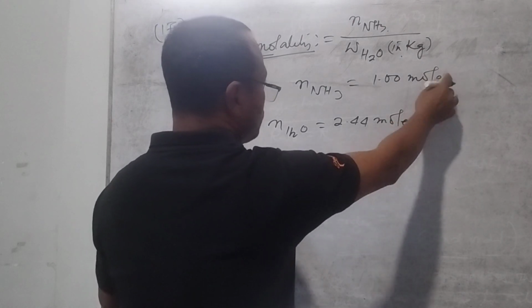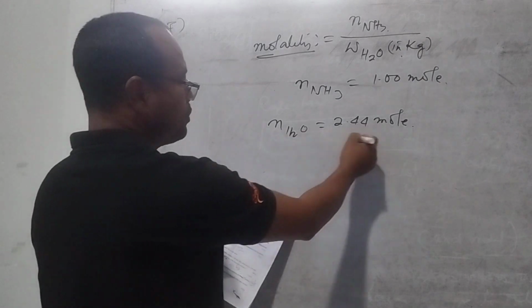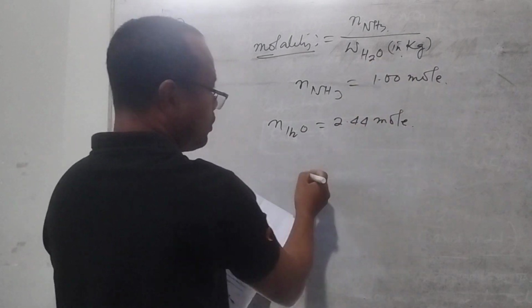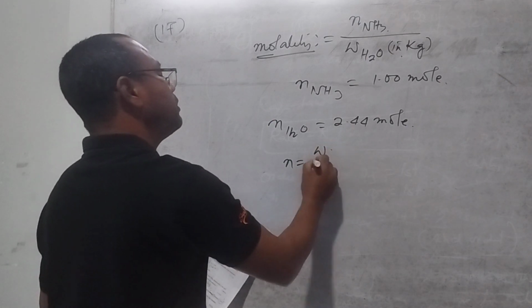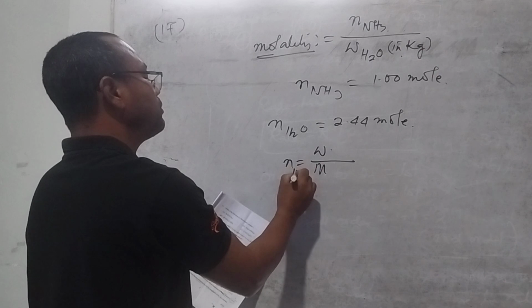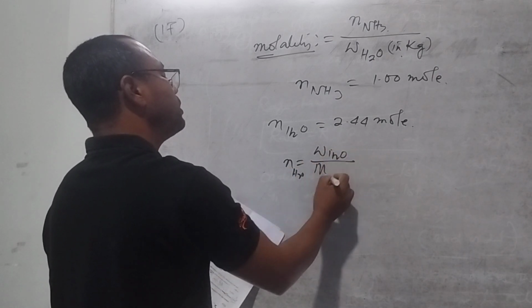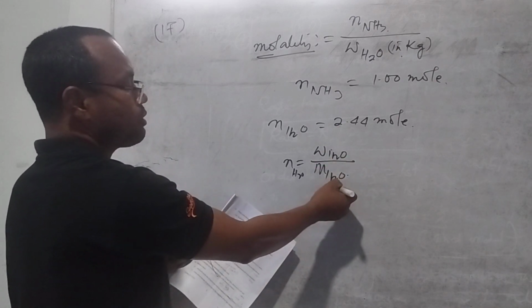But here the mass of the water is not given. So from the given number of moles, how do we calculate the mass of the solvent, water? The number of moles is mass divided by molar mass. So what is the water? And this is also water. So that will be the water. What is the molar mass of the water?